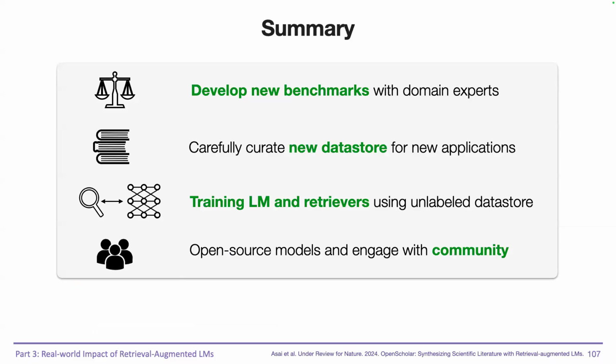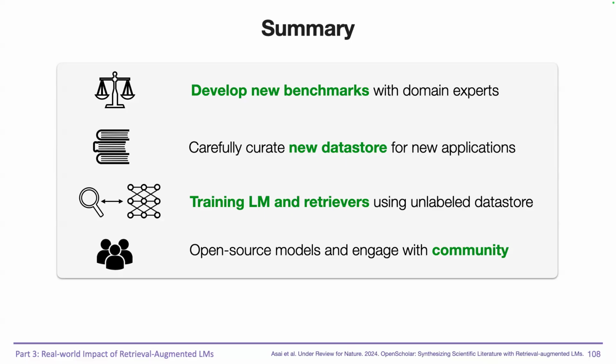In summary, this part covered our OpenScholar project, which built retrieval-augmented systems to help scientists synthesize scientific literature. We developed a new benchmark across 4 scientific disciplines with PhD level experts and created the up-to-date, largest data store of scientific papers. We trained language models and retrieval systems and released a public demo, now actively used by experts across different disciplines.